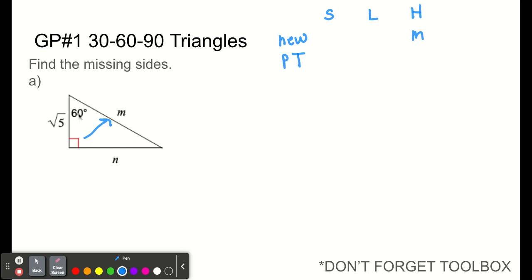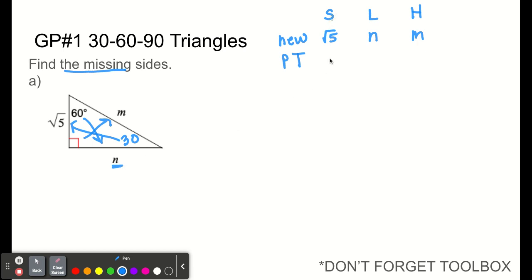For our angles, we already have the 60 and the 90, therefore this angle here must be 30. The side opposite the 30 is always the shortest side of your triangle. So the short side of my new triangle is going to be the square root of 5, which leaves me the long side, the long leg, which is opposite the 60, and that is N. So we're looking for the missing sides. We're looking for both M and N in this case.